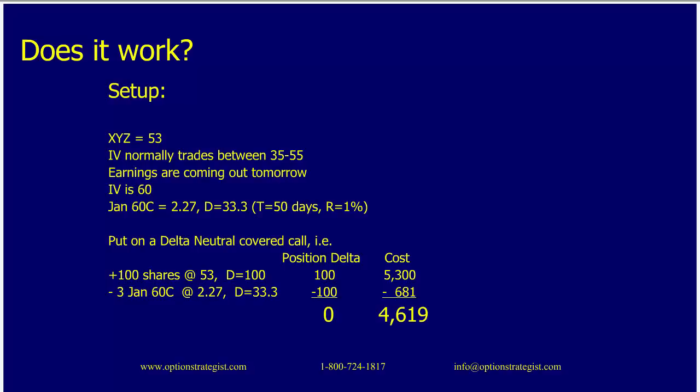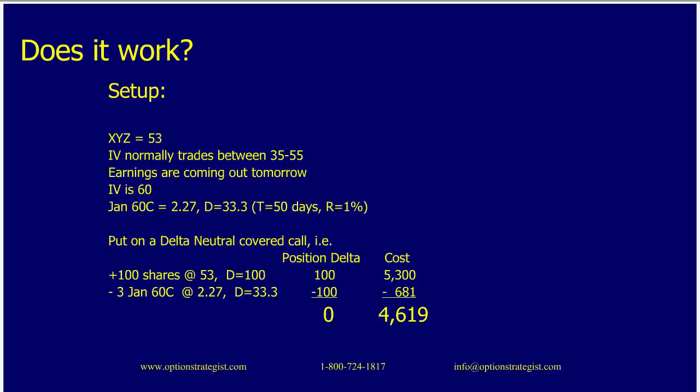So we have a stock at 53, and in this particular situation, volatility normally trades between 35 and 55. Earnings are coming out tomorrow, and if we look at the options, the volatility is trading higher than the high end. The volatility is trading at about 60. Okay, so the Jan 60 call at $2.27. The delta is about a third, 33.3.